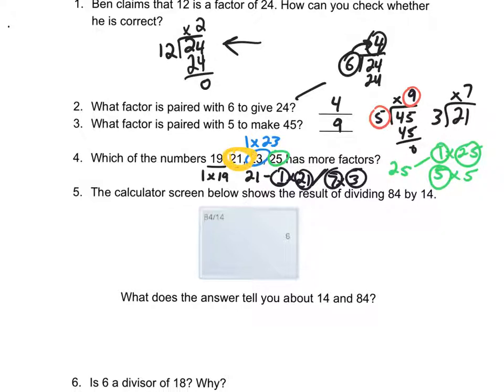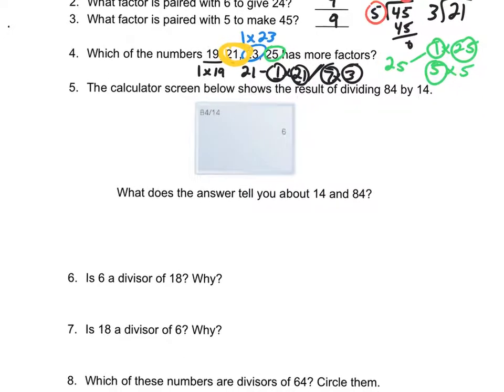21. All right. The calculator, I'm on number 5. The calculator below shows the result of dividing 84 by 14. So if you have 84 divided by 14, that's what that means. And it says the answer over here is 6.